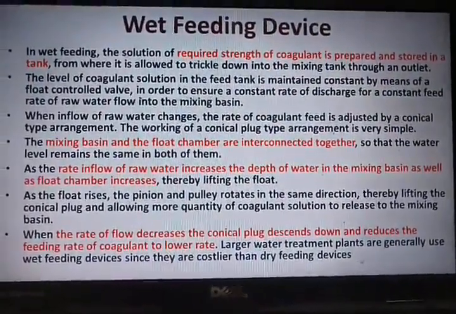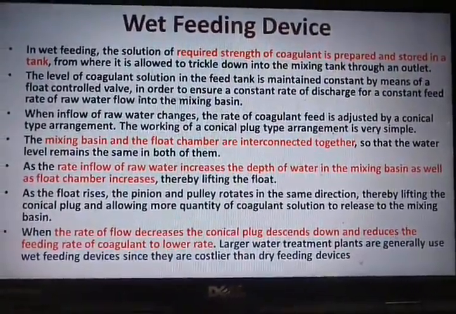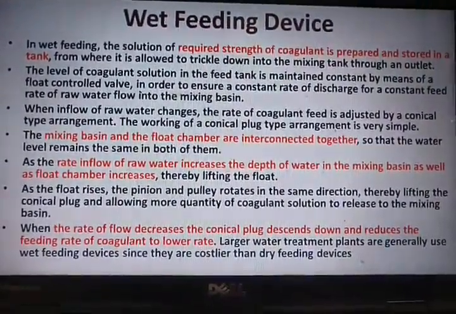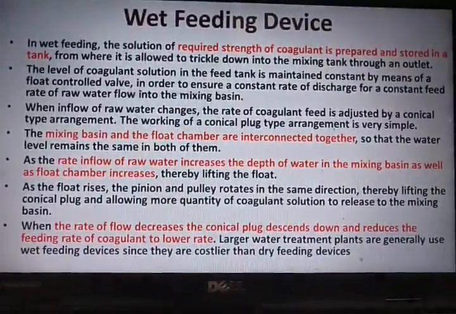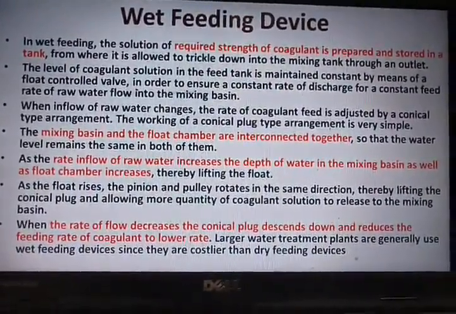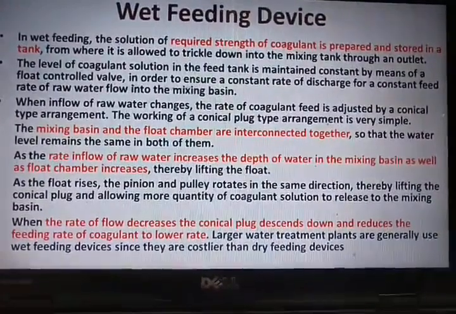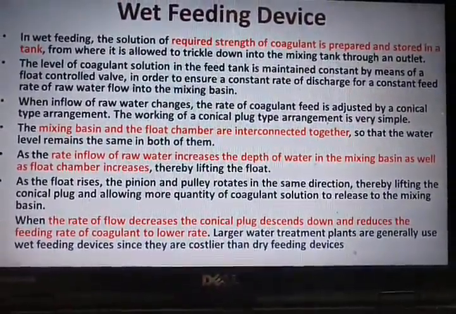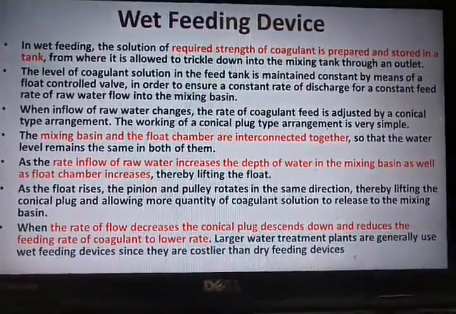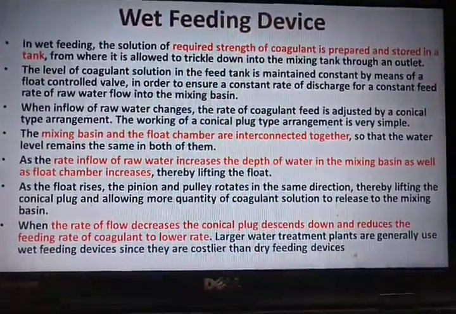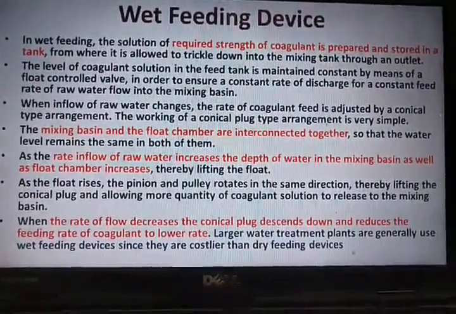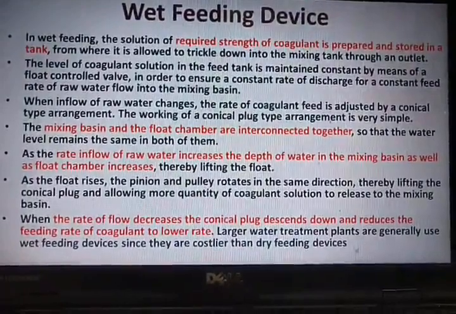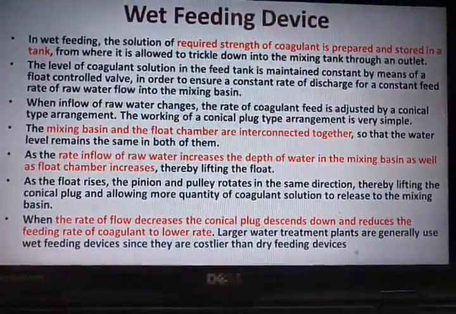chamber, and the water in those two chambers, the level of the water remains same in both of them. As the rate of flow of water increases, the depth of the water in the mixing basin as well as the float chamber increases. Thereby slowly it lifts the float. As the float rises, the pinion and pulley rotates in the same direction, thereby lifting the conical plug and allowing more quantity of coagulant solution to release into the mixing basin.